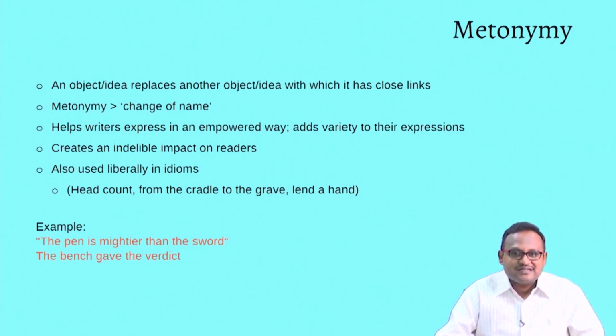human journey is from the cradle to the grave. You can describe human life as a kind of journey from cradle to the grave. What do we mean by that? Here cradle symbolizes birth and grave symbolizes death. So birth and death are replaced by cradle and grave. So this is an apt example for metonymy. We have some well-known sayings in English. You must have heard this statement, the pen is mightier than the sword.